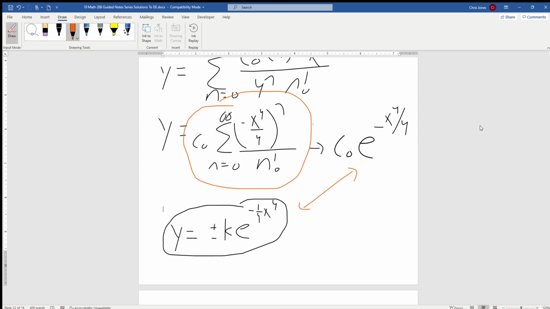All right, so we have one more example to look through. It's a second order differential equation, so it's going to be a little bit different than before, because now we're going to have to take a second derivative of our power series.